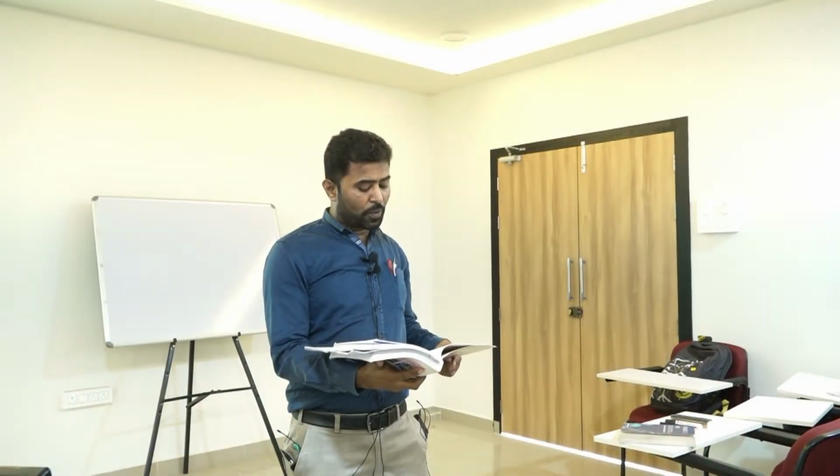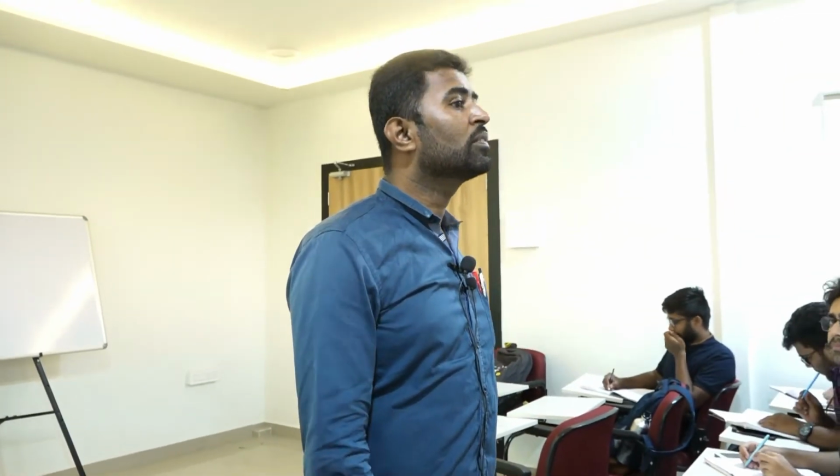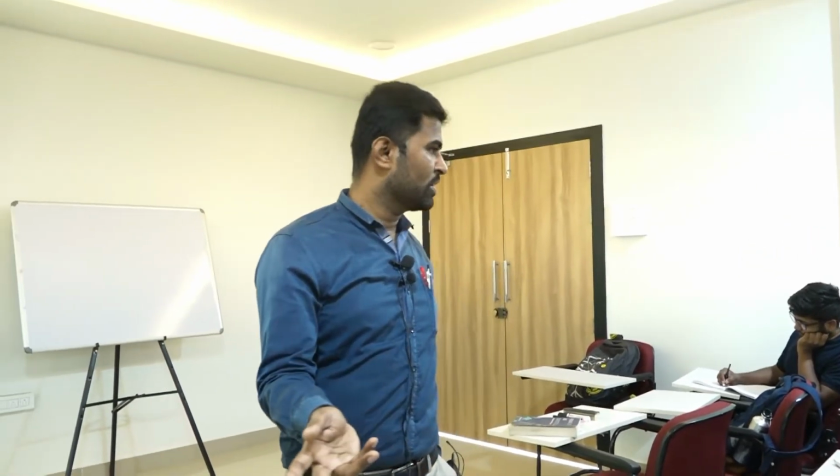An integer is chosen at random from the first 200 positive integers. What is the probability that the integer chosen is divisible by 6 or 8? So which concept you have to use? Union. 6 or 8. So P of getting numbers divisible by 6, numbers divisible by 8.